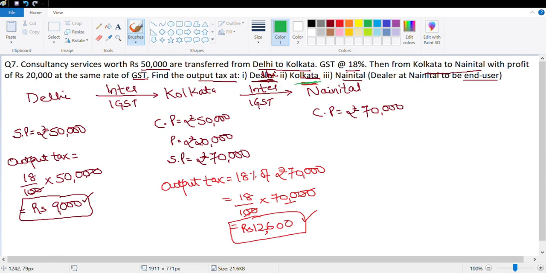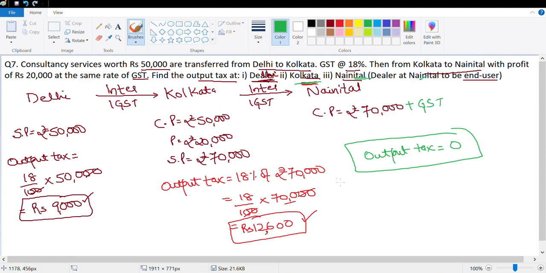And Nainital, since the Nainital guy is an end user, he has no output tax. So output tax for him is equal to 0 since he is the end user, which means for him the cost price will be 70,000 plus GST, which is 70,000 plus 12,600. We are not asked this part in the question, just writing it for you to understand. Let's look at the next question.